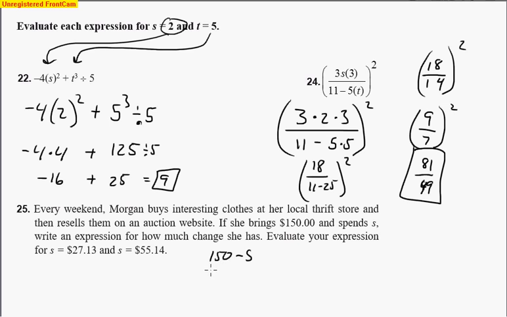And so what we're going to end up doing here is taking 150, and it looks like she spends S dollars. There's my expression. So I'm just going to subtract these amounts, 27.13. Now if I was subtracting 27.13 from 150, I have to make sure I line up those decimal points, and then I have to borrow.